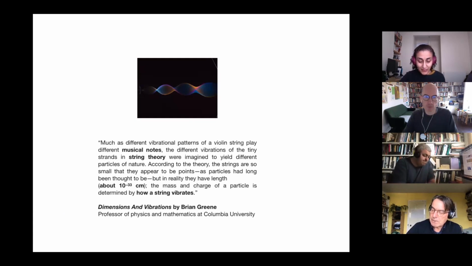Latham called his time-based roller graphic score, suggesting it arranged time bases, the components of the universe, in a musical score of the universe. Interestingly, physics also links, analogously, the particles of the universe, tiny strings, to music. The physicist Brian Greene says, much as different vibrational patterns of a violin string play different musical notes, the different vibrations of tiny strands in string theory were imagined to yield different particles of nature.